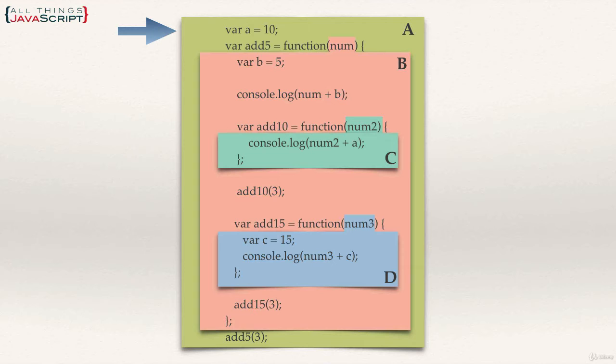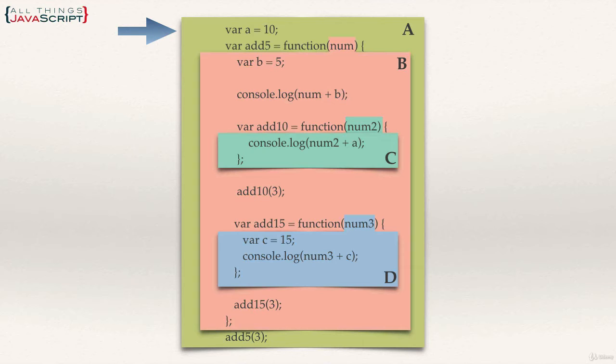Here's a diagram identifying the scope that is created by the code we were just looking at. So the outermost scope I've labeled A, and then the add5 function creates scope. I've labeled that B. Inside of the add5 function, we have an add10 function which creates scope. I've labeled that C. And we have an add15 function that creates scope.